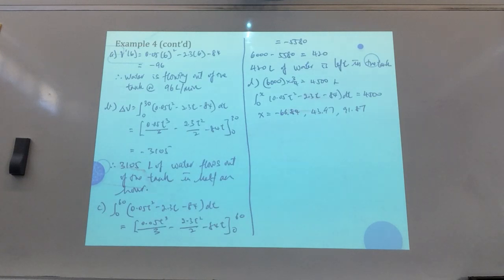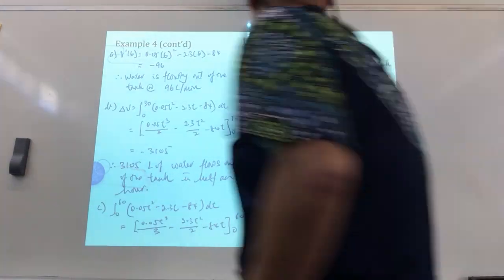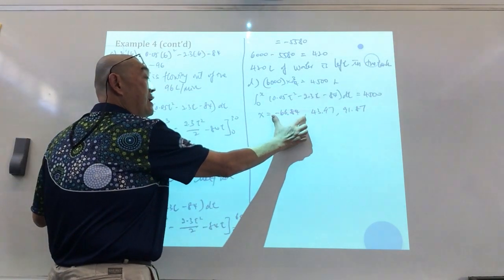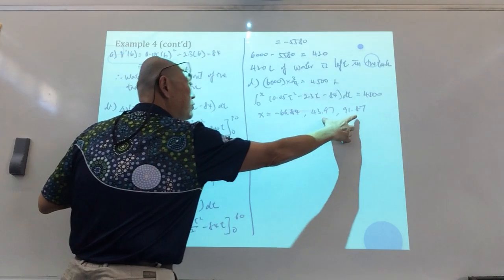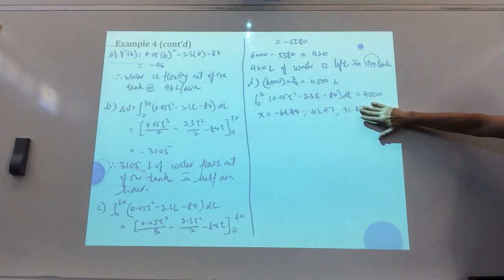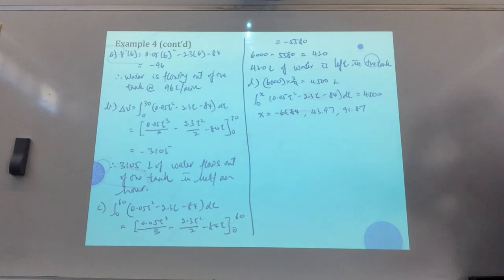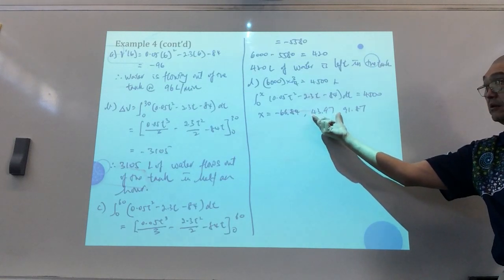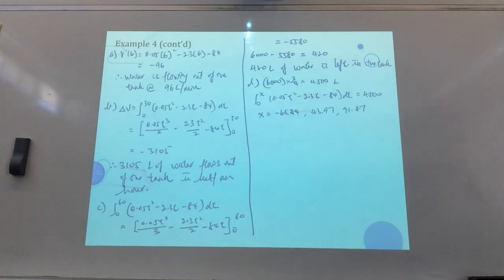Now, if you get the 3 answers, you've got to start thinking about what you need to reject. So you know from the question that minus is out. Those two, what's happened? If you look at those two, am I allowed to accept 91.87? No, because the question said that the bound is between 0 and 70. So therefore, you can only accept 43.97 minutes for it to reach 4,500 liters to drain out.